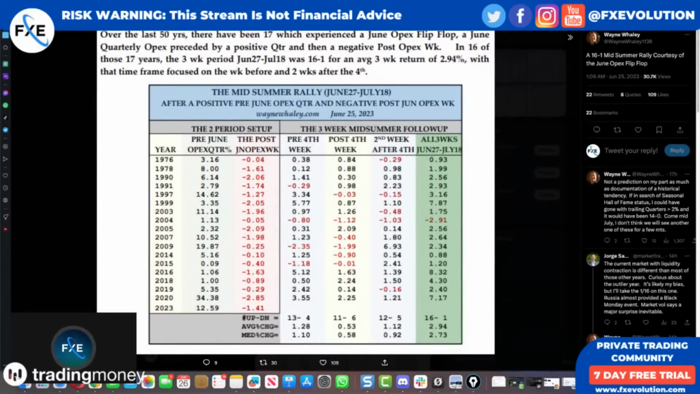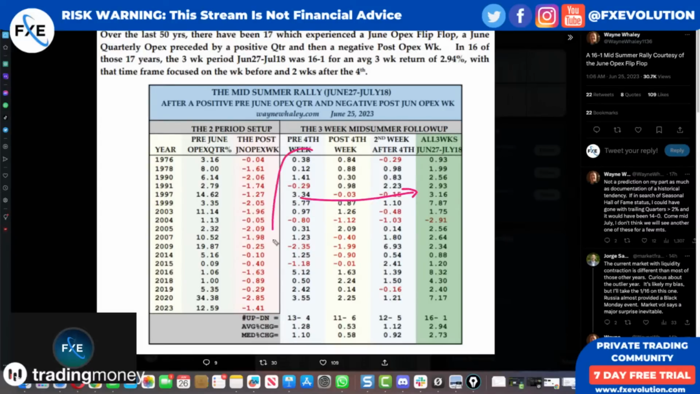So this one here is, I think, a pretty interesting stat. Basically, it says that when we had a post-June OPEX negative, which we did, and that was, by the way, pretty statistical good chance. So stats playing out there pretty nicely at the right point. We then tend to have a 3-week positivity.